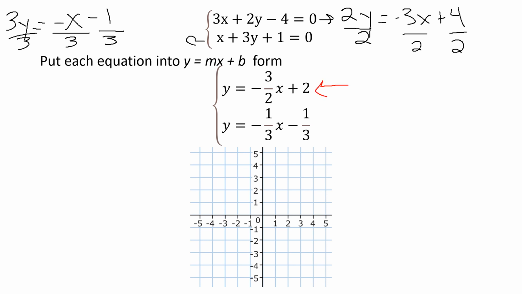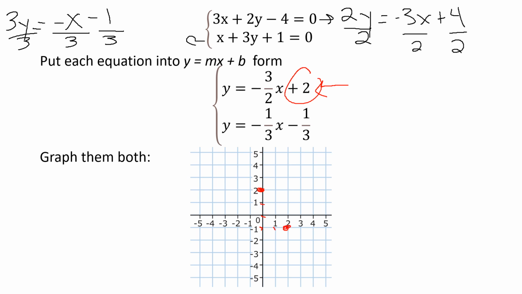Now I'm going to graph this one. I'm going to do it in red so we can see the difference. Remember, we always do our b first. So my first point is at 2, where it crosses the y-axis. From there, I'm going to go down 3. 1, 2, 3. I'm going down because it's negative. I'm going to run 2, and I always run right.